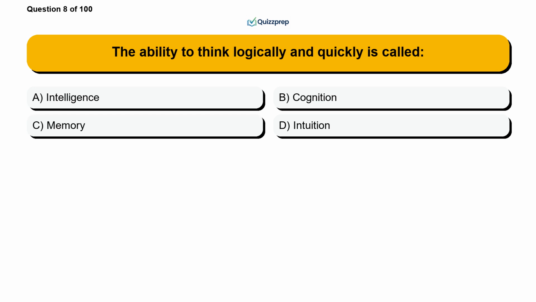Question 8. The ability to think logically and quickly is called. Option A. Intelligence. Option B. Cognition. Option C. Memory. Option D. Intuition. The correct answer is option B.